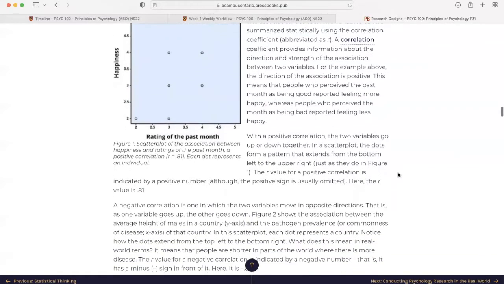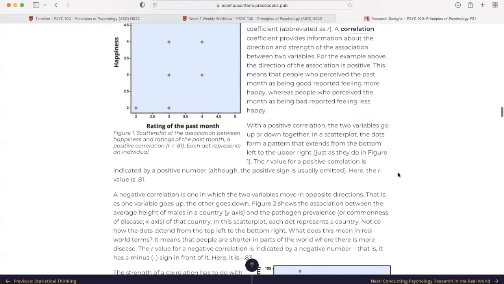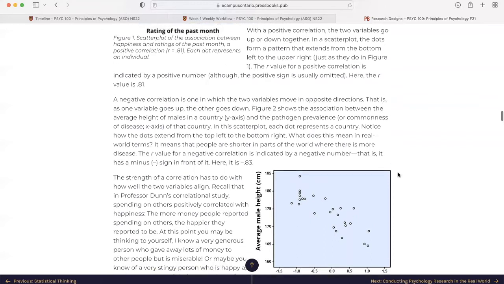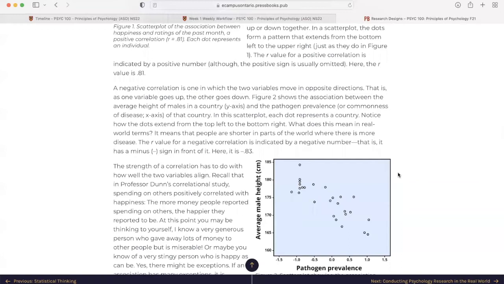A negative correlation is one in which two variables move in opposite directions. That is, as one variable goes up, the other goes down. Figure 2 shows the association between the average height of males in a country, y-axis, and the pathogen prevalence, or commonness of disease, x-axis, of that country. In this scatter plot, each dot represents a country. Notice how the dots extend from the top left to the bottom right.